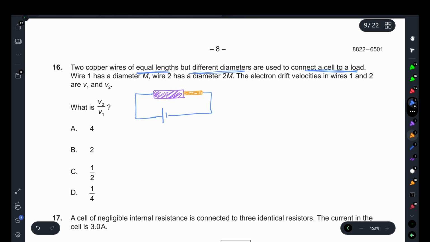Now, each wire has different properties, but they have the same length. Wire 1 has a diameter of m, and wire 2 has a diameter of 2m. The electron drift velocities, Vd, in wires 1 and 2 are given here with these symbols. What is the ratio of V2 to V1? Let's go ahead and look at this.